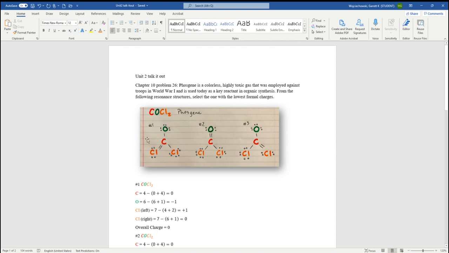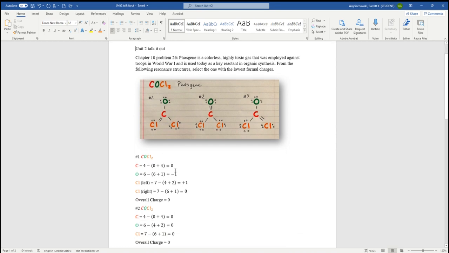As you can see here, I have drawn out each of these resonance structures and I color-coded each component just to make them easier to distinguish. And here we have our formula COCl2, which of course is phosgene. There are minor differences between each structure with the placement of the double bond, which is very important when it comes to finding the best structure, or the most stable structure, I should say.